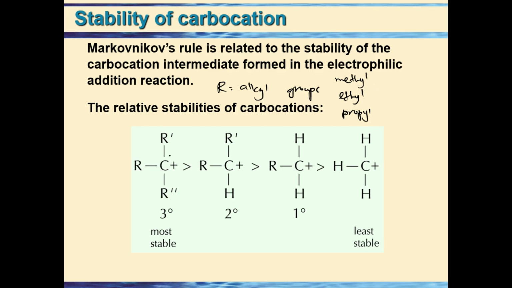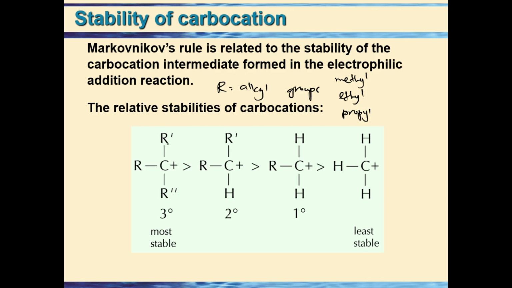So the more alkyl groups the positive carbon is bonded to in the carbocation, the more stable it is. So this positive carbon is bonded to 3 alkyl groups. Then this one bonded to 2 alkyl groups. This one bonded to 1 alkyl group. This one no alkyl group. So the most stable one is this, the one bonded to 3 alkyl groups, followed by the one bonded to 2, followed by the one bonded to 1. So the one without any alkyl group is the least stable.